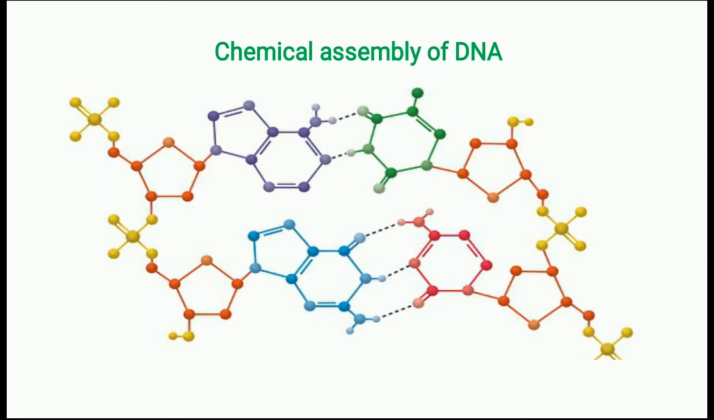Now let's look at the chemical assembly of the DNA. Here the red marked diagrams are pentose sugar and the yellow ones are phosphate molecules. The 9 ring structures are grouped under purines and the 6 ring structures are called pyrimidines. If one strand runs 5' to 3', the other strand runs in the opposite direction from 5' here to here. So this is called anti-parallel in nature. The purines are adenine and guanine, in violet and blue color, and the pyrimidines, thymine and cytosine, are shown in green and red.